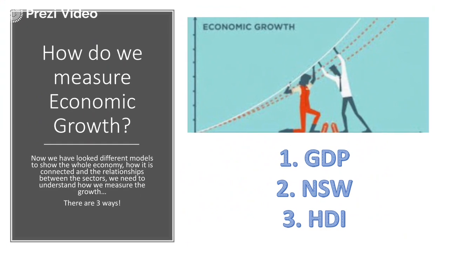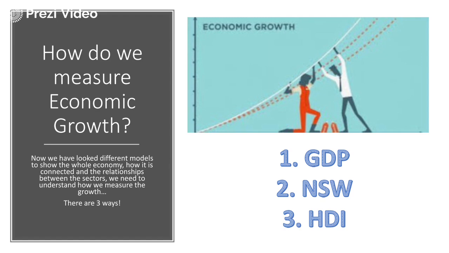So this video will be looking at measures of economic growth. So far in our course we've looked at different models to show the whole economy, how they're connected and the different relationships between those sectors. So we looked at three different models. We looked at the circular flow model, the production possibility frontier, and then the ASAD model. So now we need to understand how we measure growth.